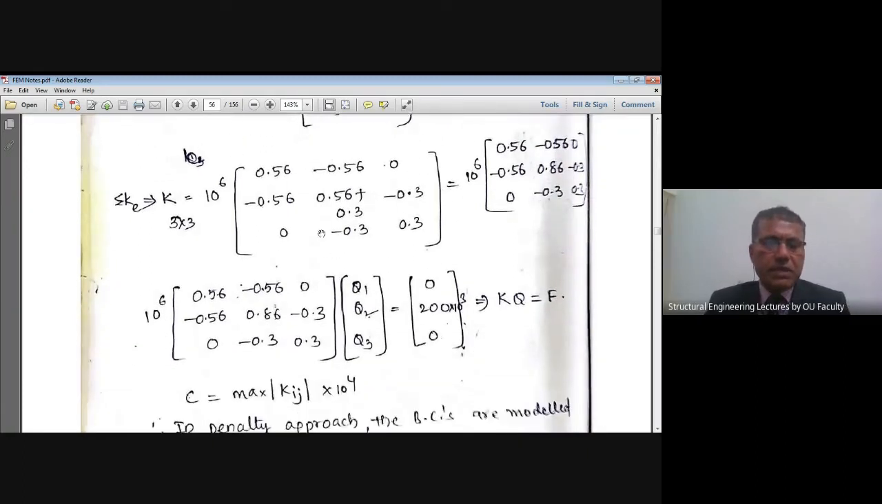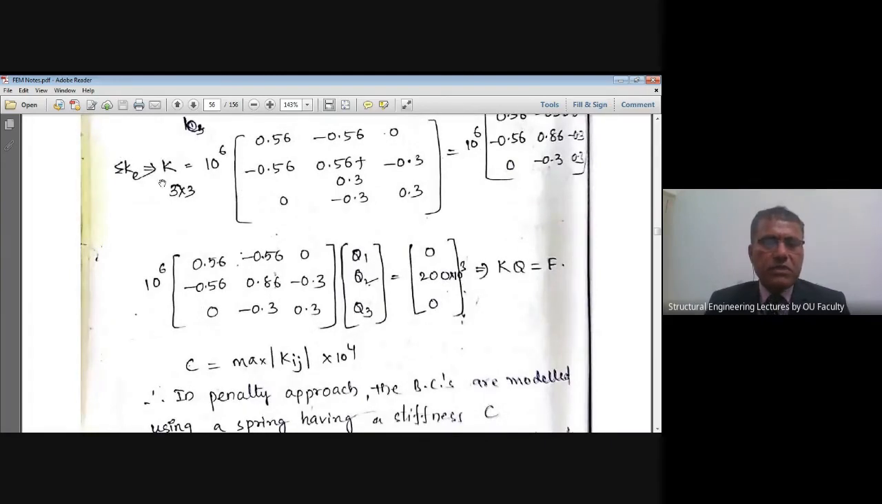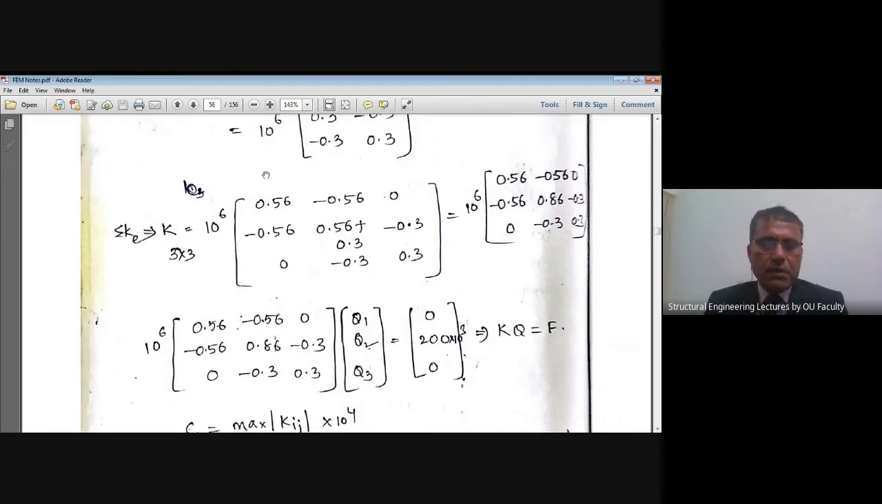Once I evaluate the element stiffness matrices, I'll assemble the global stiffness matrix K as the summation of all K, with e equal to 1 to 3. There are 3 degrees of freedom, so K is 3 by 3. You open a 3 by 3 matrix here. By taking 10 to the power 6 outside common, I get 0.56 minus 0.56, minus 0.56 0.56 as contributions from the element stiffness matrix 1, and these are the contributions from the element stiffness matrix 2 overlapping at the second K22 coefficient, plus 0.3 minus 0.3, minus 0.3 0.3, which gives 10 to the power 6 times 0.56 minus 0.56 0, minus 0.56 0.86 minus 0.3, 0 minus 0.3 0.3.